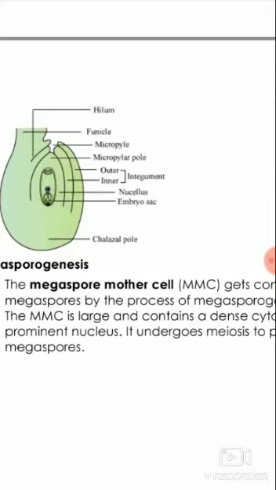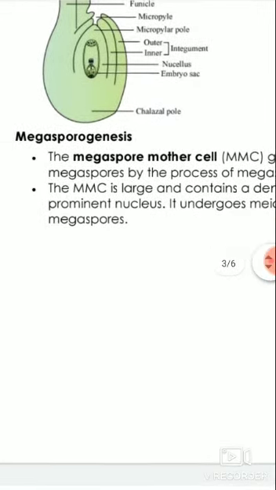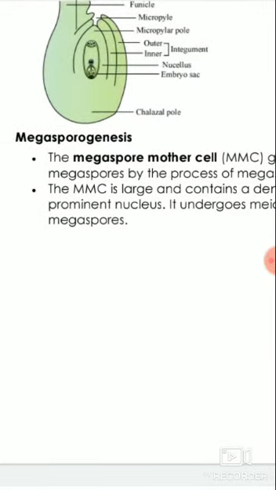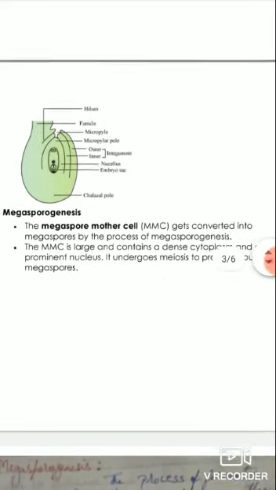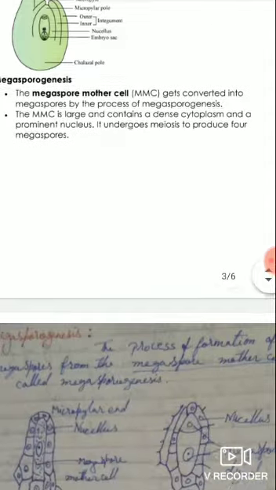Located in the nucellus is the embryo sac or female gametophyte. An ovule generally has a single embryo sac formed from a megaspore. The process of formation of megaspores from the megaspore mother cell is called megasporogenesis. The megaspore mother cell is large, contains dense cytoplasm and a prominent nucleus, and undergoes meiosis to produce four megaspores.